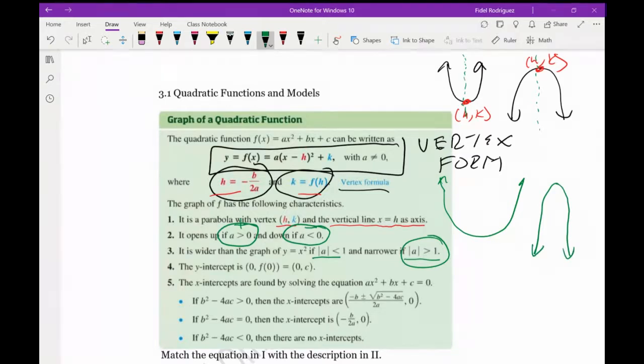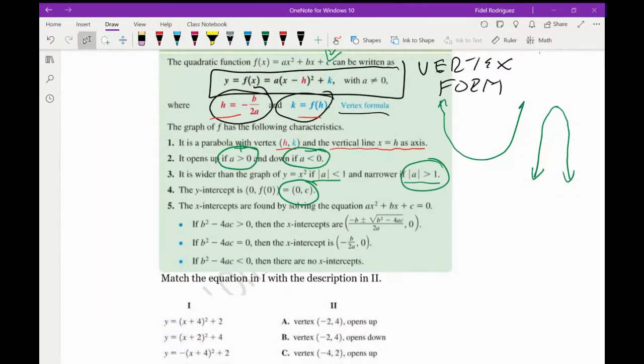Okay, the y-intercept is always going to be the point (0, c), and you might say, where's c coming from? That's the number c right there. And then we have the x-intercepts, and it says the x-intercepts are found by solving the equation. When we take this equation and set it equal to 0, I'm going to explain how we're going to do this part in a minute.